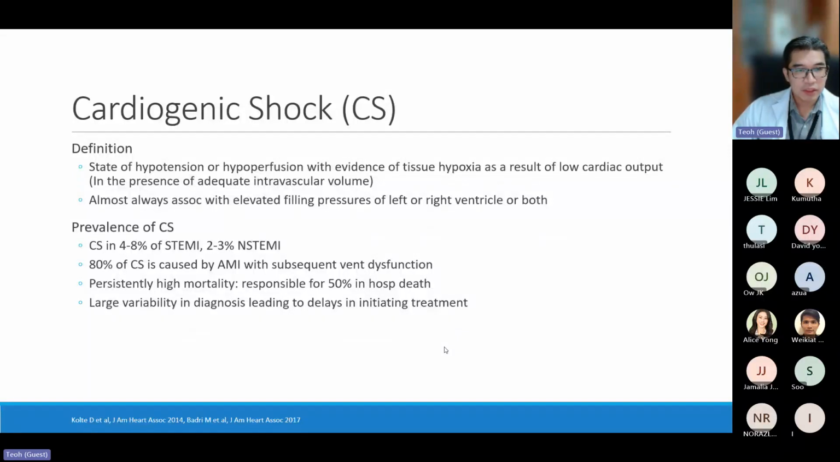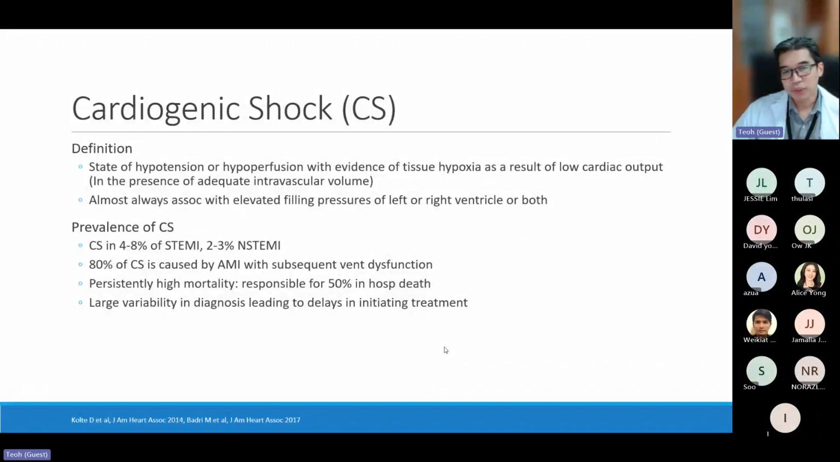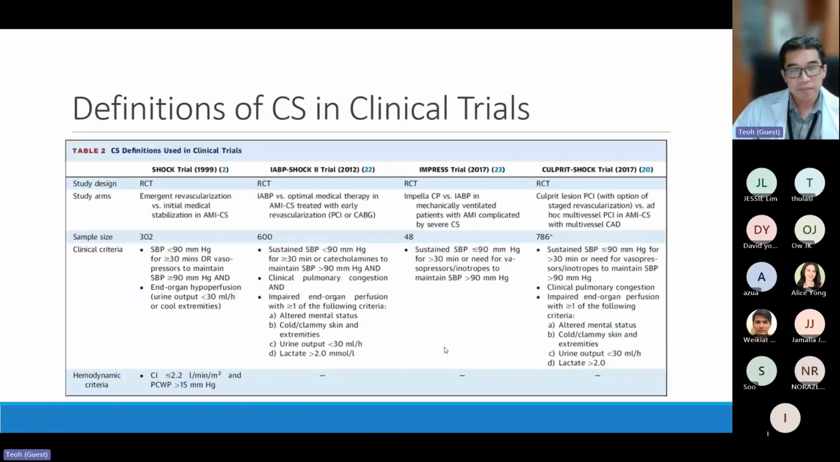And one of the sad things about cardiogenic shock is that the diagnosis tends to be delayed because we have several different definitions for it, and definitely we have different criteria to diagnose cardiogenic shock from one hospital to another. And listed here are basically different criteria to diagnose this syndrome from several trials. And I usually prefer to use the criteria stated in the SHOCK trial in 1999.